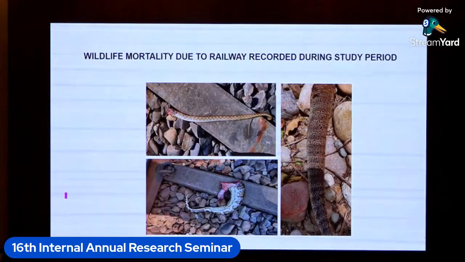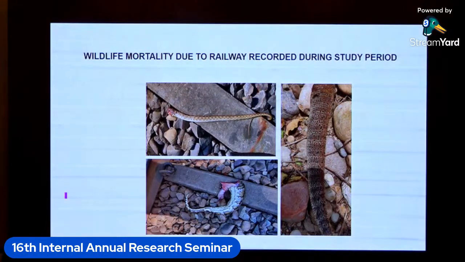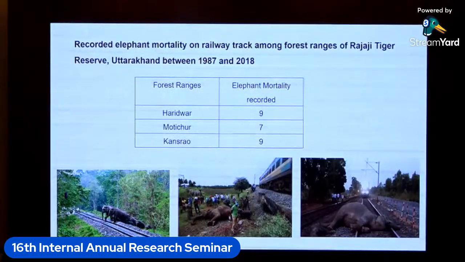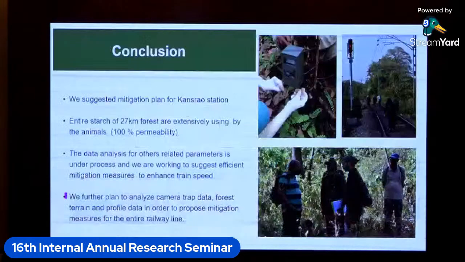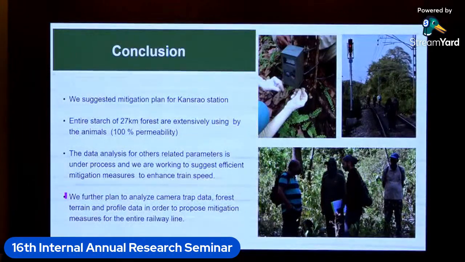These are a few records of mortality recorded along the study area during our study period. Literature review showed elephant mortality on the railway track in Rajaji as follows. We suggested mitigation measures for conservation.